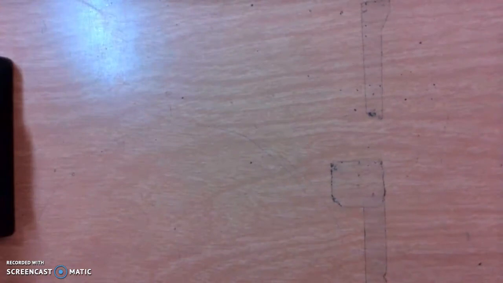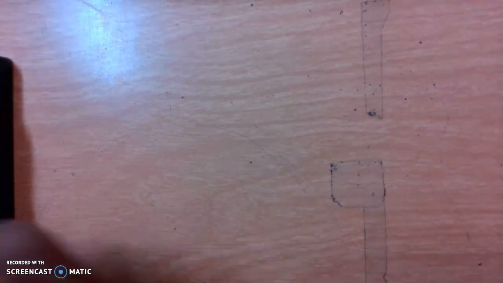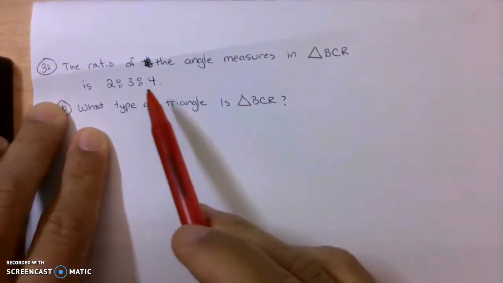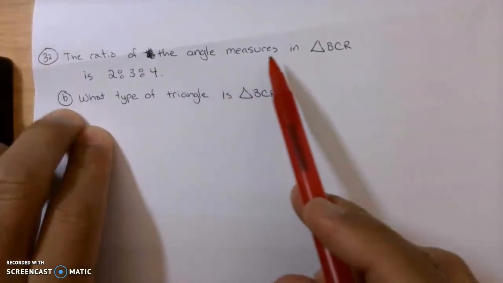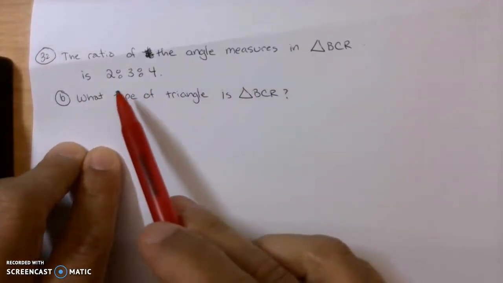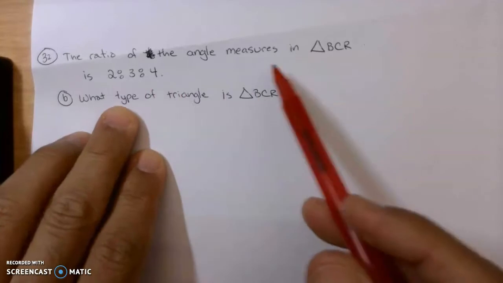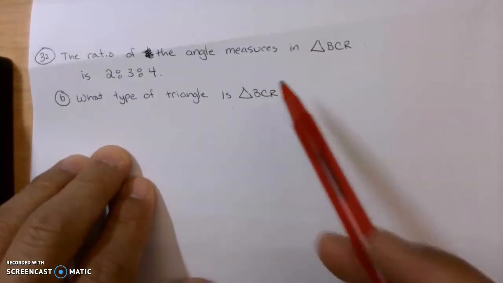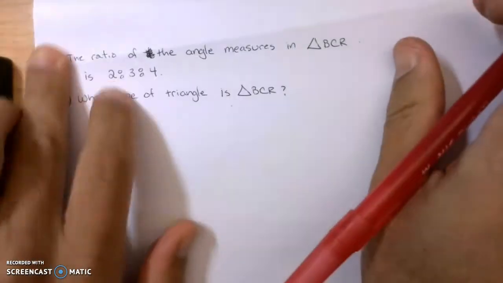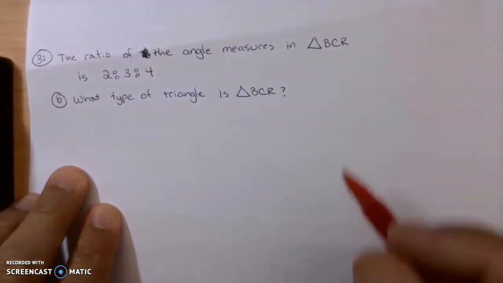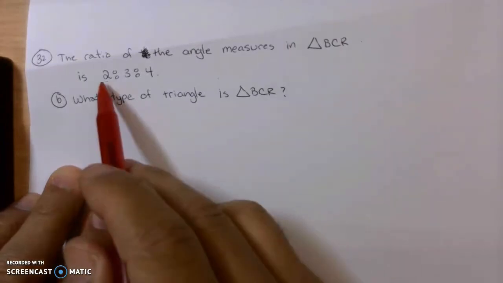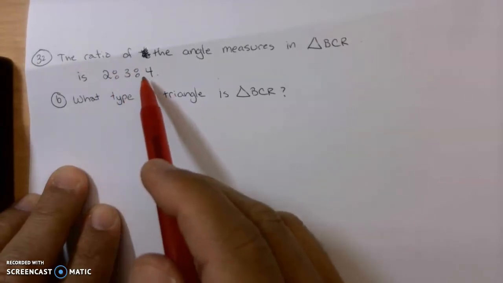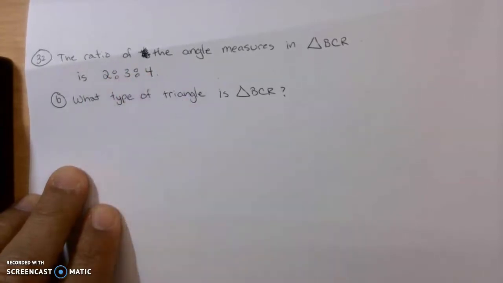And with 32, it's essentially the same thing, but it is not necessarily a right triangle. It says the ratio of the angle measurements of triangle BCR is 2, 3, and 4. What are the angles? So then they're going to ask you what type of triangle is BCR. So the first thing we're going to do is part A here. What are the angles? Now, you just know that the ratio is 2 to 3 to 4. It could be 20 degrees, 30 degrees, 40 degrees, but everything reduces down to 2, 3, 4.